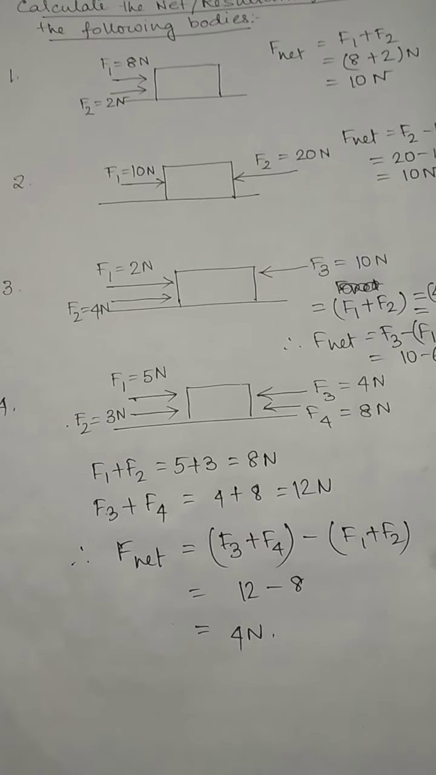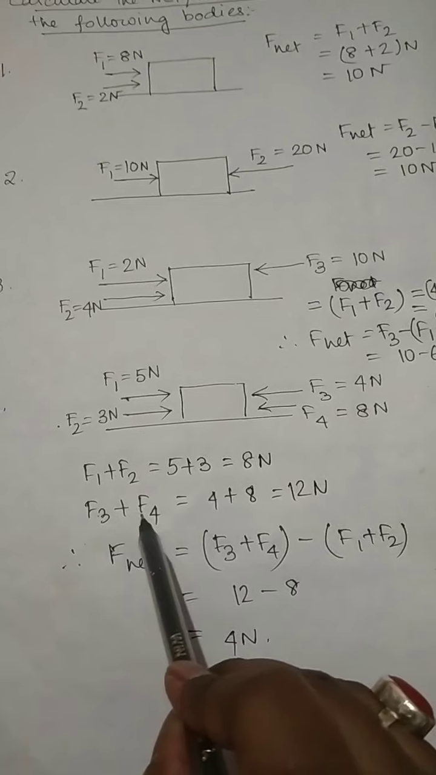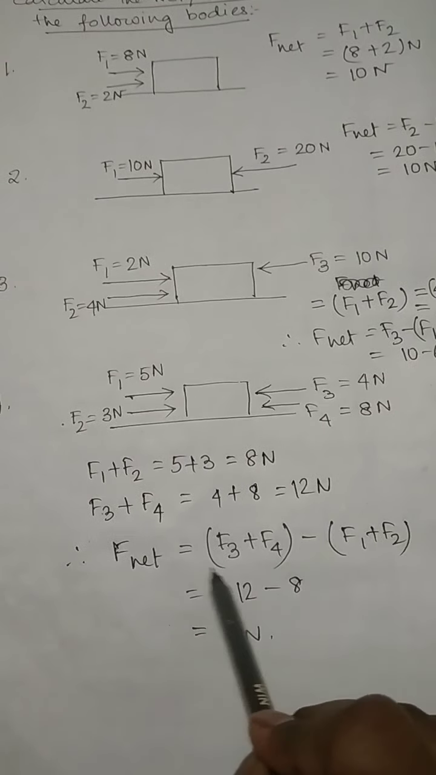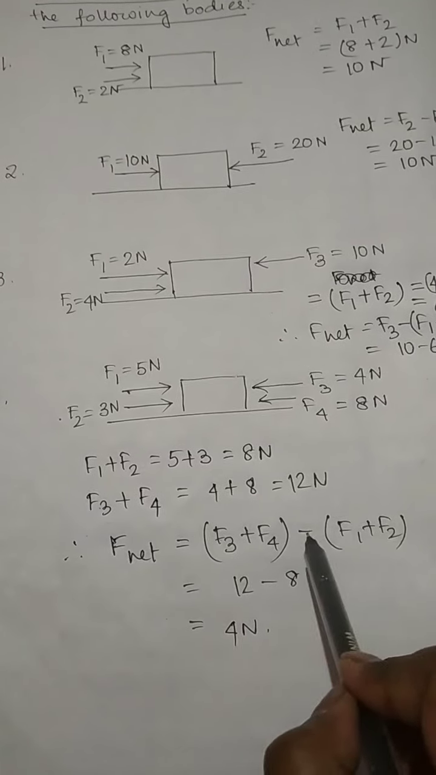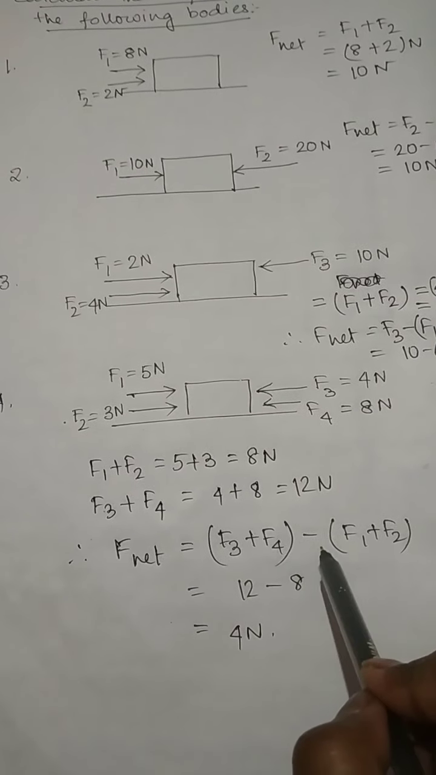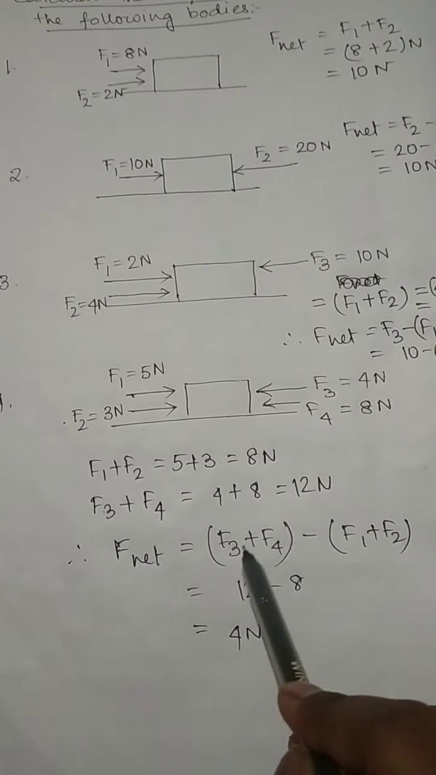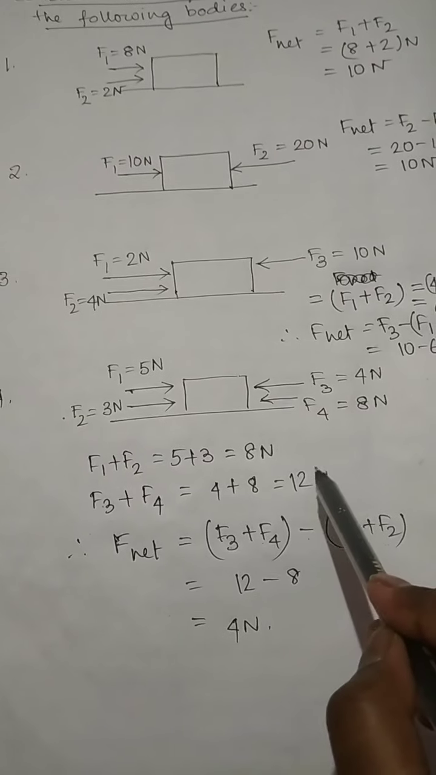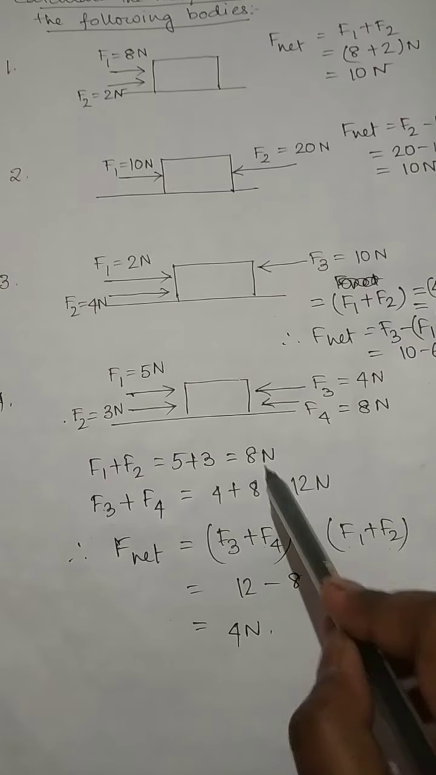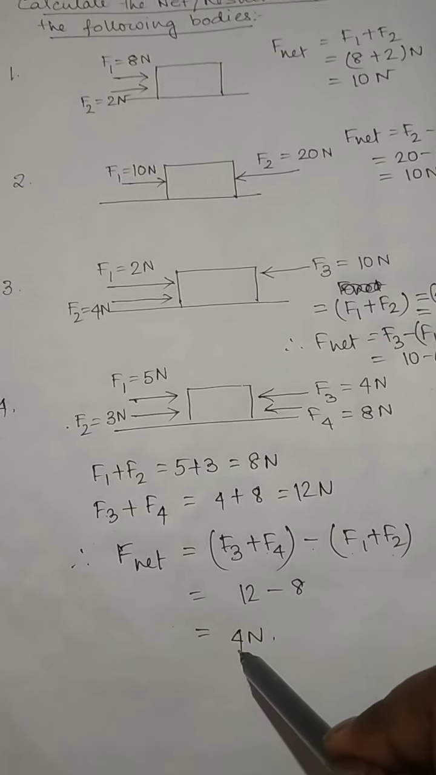Now which one is greater? 12 Newton is obviously greater. That means F3 plus F4 is greater. So we will write F net, or net force, is equal to F3 plus F4, that is 12 Newton, minus which one is the smaller force? F1 plus F2, that is F3 plus F4 minus F1 plus F2. So 12 Newton minus 8 Newton, and the resultant force on this object is 4 Newton.